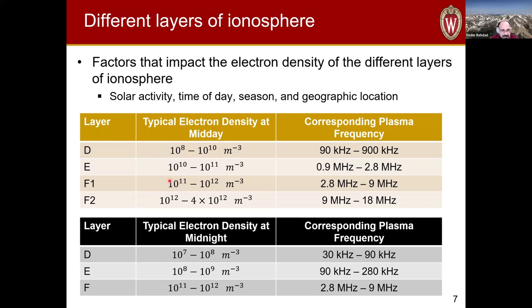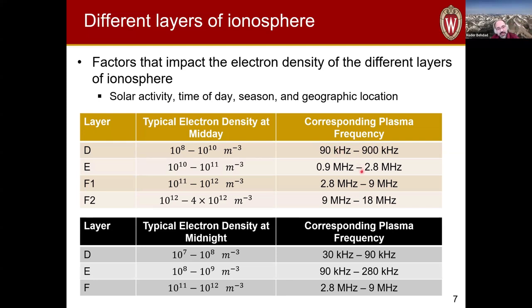And you can convert these typical electron densities using the formula that we showed previously in the previous slides to plasma frequencies. And so you see that, for example, in the D layer of the atmosphere, in the ionosphere, the plasma frequencies are generally in the 100 kilohertz to a megahertz range or so.